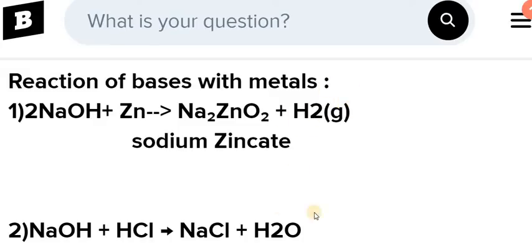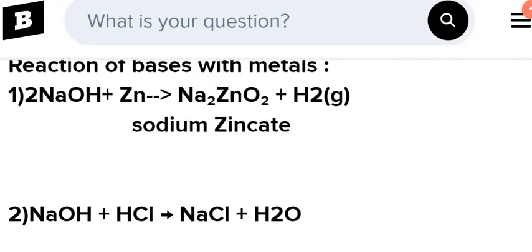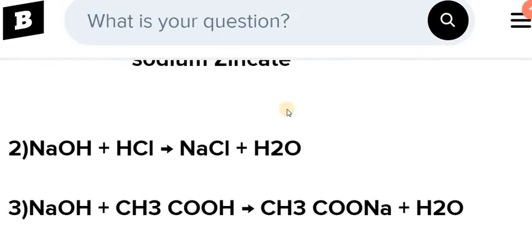In the second reaction, NaOH reacts with an acid, so here the neutralization process takes place. NaOH, sodium hydroxide, reacts with the acid, HCl, hydrochloric acid, to form salt and water, that is NaCl, sodium chloride, and water.